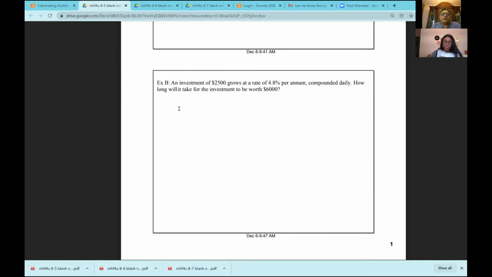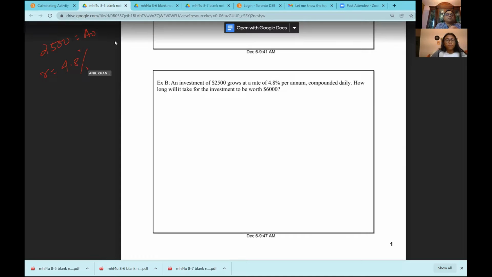Example B. Can you please read the question? Yes, an investment of $2,500 grows at a rate of 4.8% per annum, compounded daily. How long will it take for the investment to be worth $6,000? So we want the final investment to be 6,000. Is it okay? Correct.